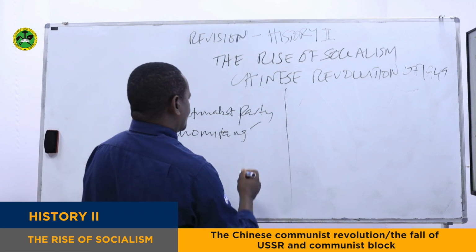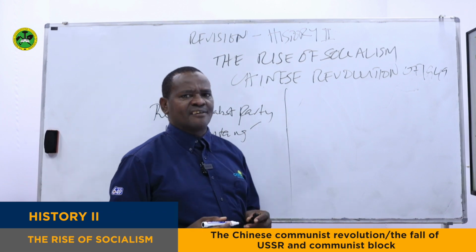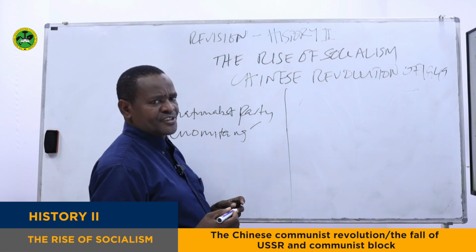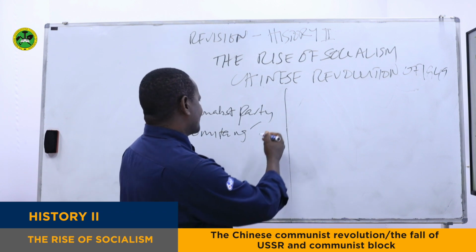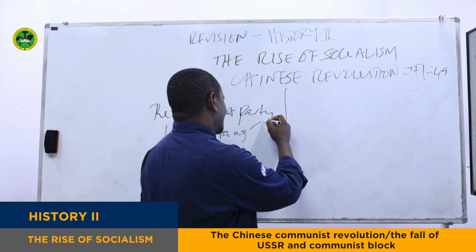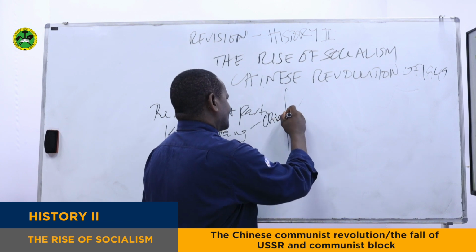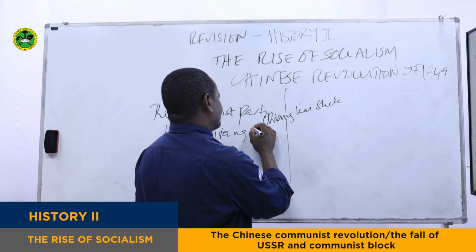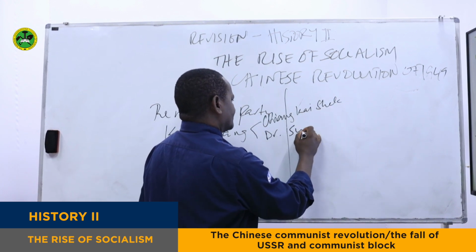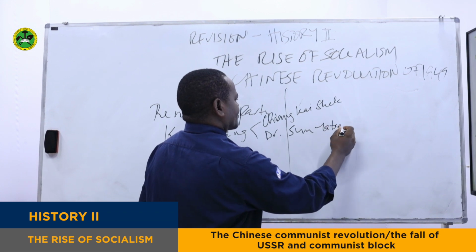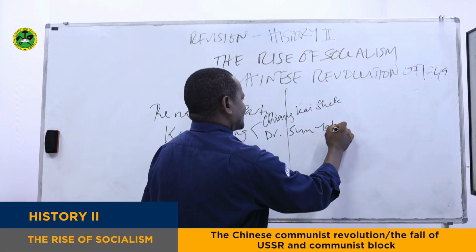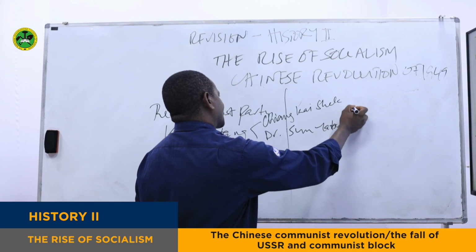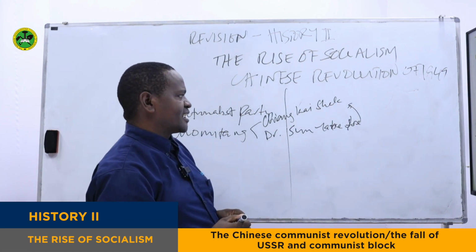This political party was overthrown in 1949 after it was defeated in the Chinese Civil War, which broke out earlier, before the outbreak of the Second World War. This political party was led by a man called Chiang Kai-shek. Before him there was Dr. Sun Yat-sen. This was the man who led the Kuomintang political party before Chiang Kai-shek came to power.